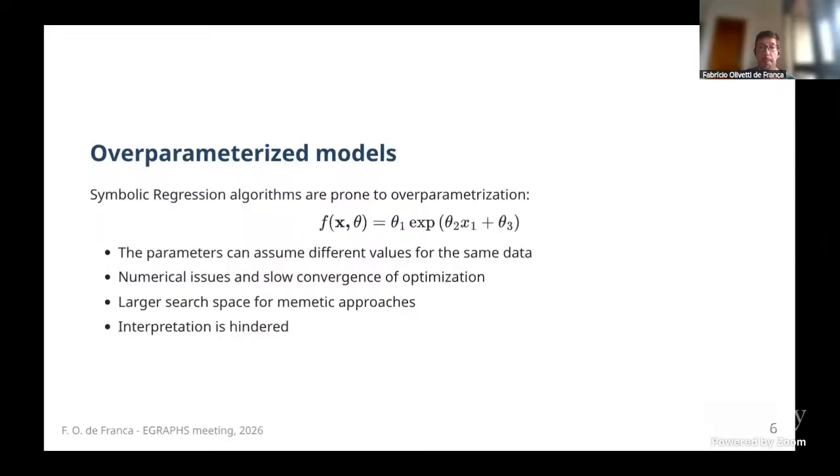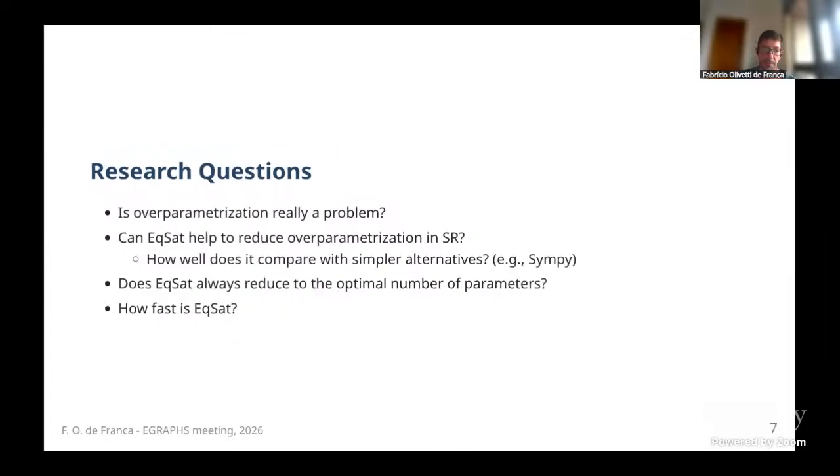First, the parameters can start to assume different values for the same data. So we sometimes have infinite solutions for optimizing this function, and then we cannot interpret the results correctly. There are also some numerical issues that slow down the convergence of the optimization. So the question here was, is overparameterization really a problem in symbolic regression? Can equality saturation help to mitigate this problem? And how well does it compare with simpler alternatives such as SymPy?